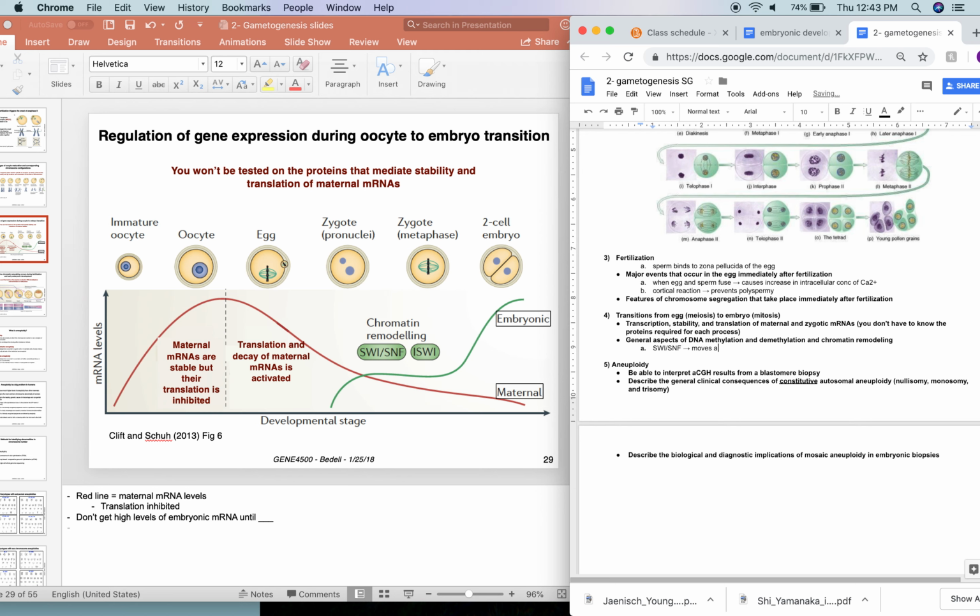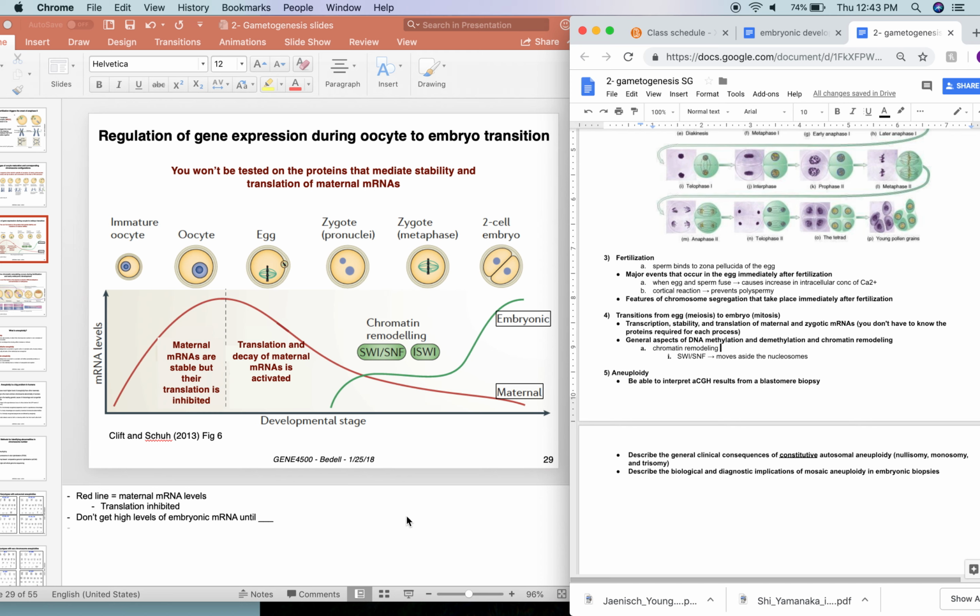Okay. No histone modification, we're not talking about that, although I'm sure it's related. But there's all kinds of things taking place at the level of the epigenome at this embryonic stage. And we'll see where the translation and decay is activated.